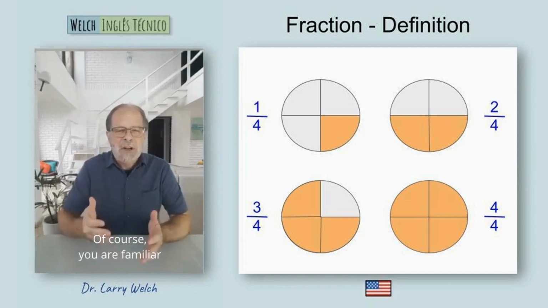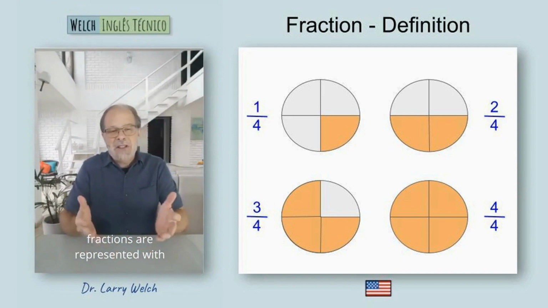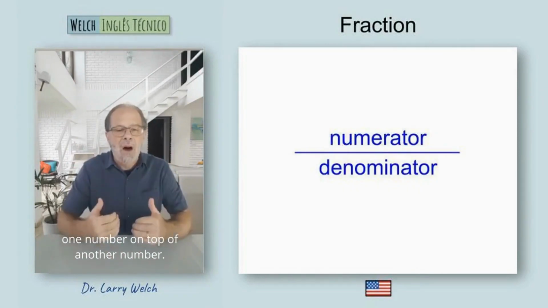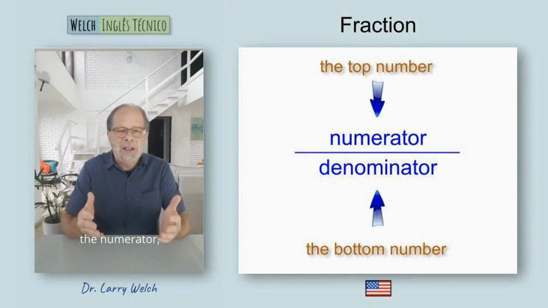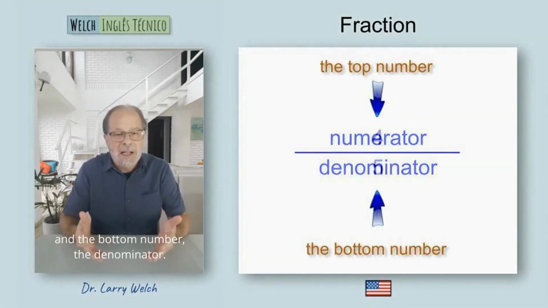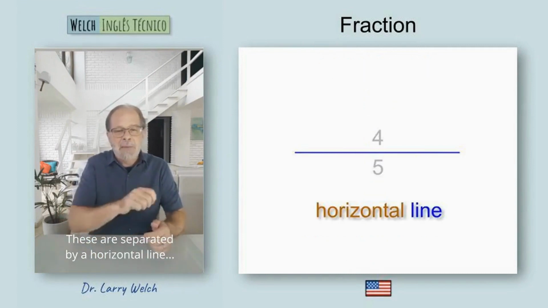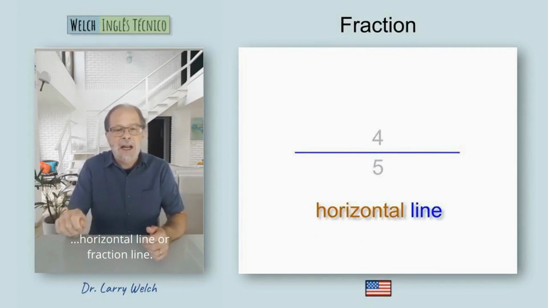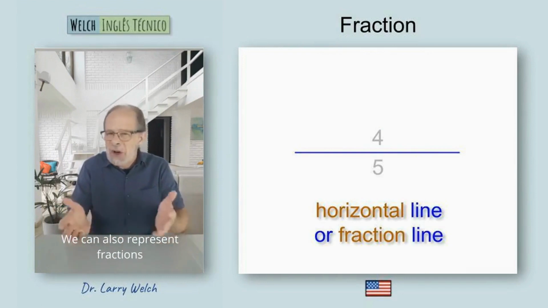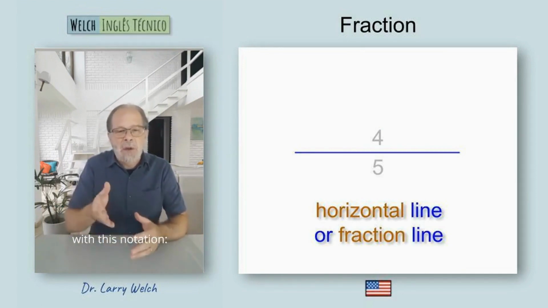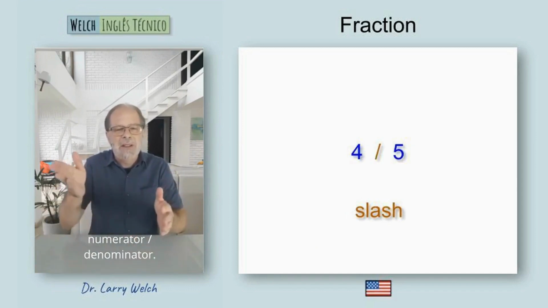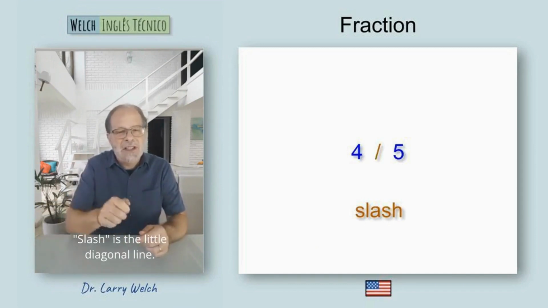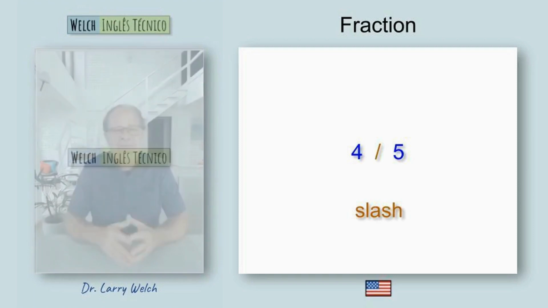Of course, you are familiar with fractions, and you know that fractions are represented with one number on top of another number. You see that we call the top number the numerator and the bottom number the denominator. These are separated by a horizontal line or fraction line. We can also represent fractions with this notation, number slash number, numerator slash denominator. Slash is the little diagonal line.